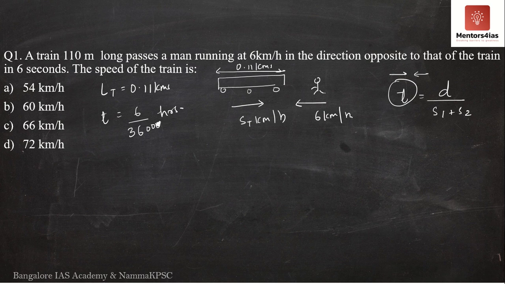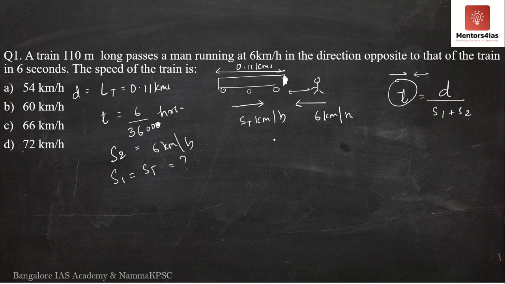Now the question does not say that there is some distance between the train and the man. So we will assume that the man is right at the beginning, at the front of the engine of the train itself. Therefore the distance to be covered is nothing but the length of the train, which is 0.11 kilometers. Here S2 is the speed of the man, which is 6 kilometers per hour. S1 is the speed of the train, which we have to determine. So just by replacing these things, we should be able to determine the speed of the train.